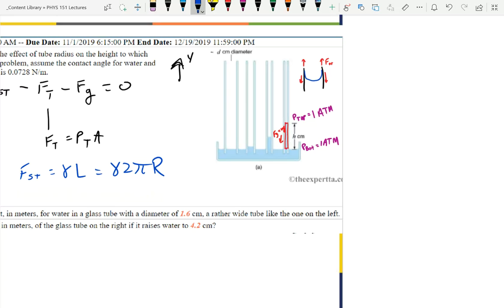What about the force of gravity? Go ahead. Okay, it's mg. Or as we often do with fluids, what did we replace m with? Rho v. And what's the volume for a cylinder? Area times height. The area of a circle is pi r squared. So there we go, in all of the gory detail.